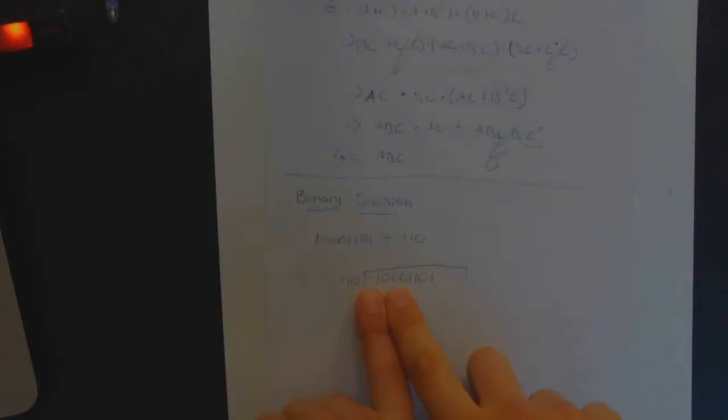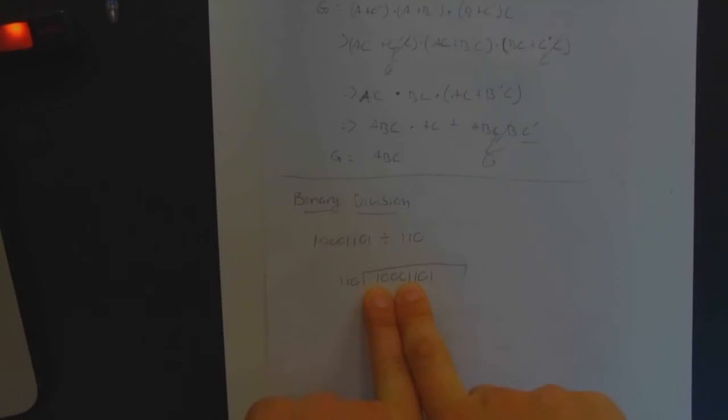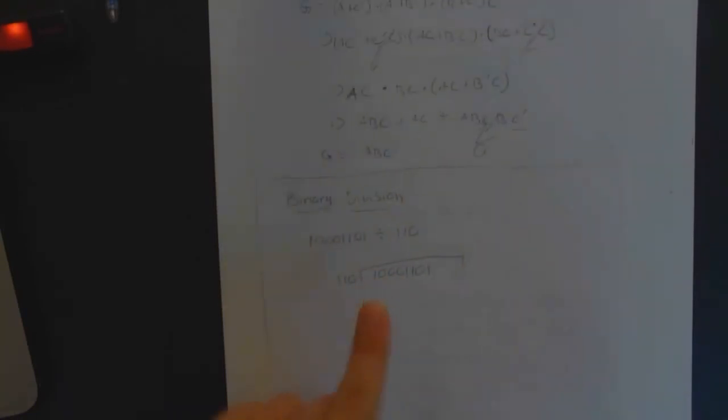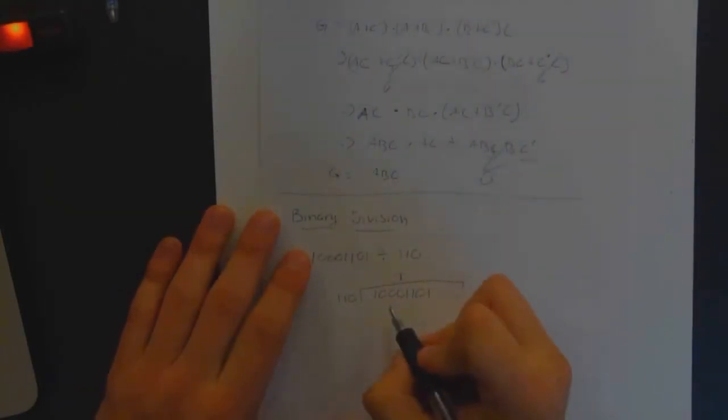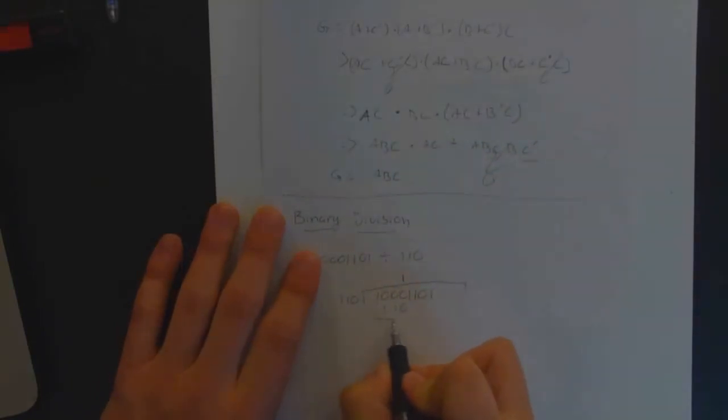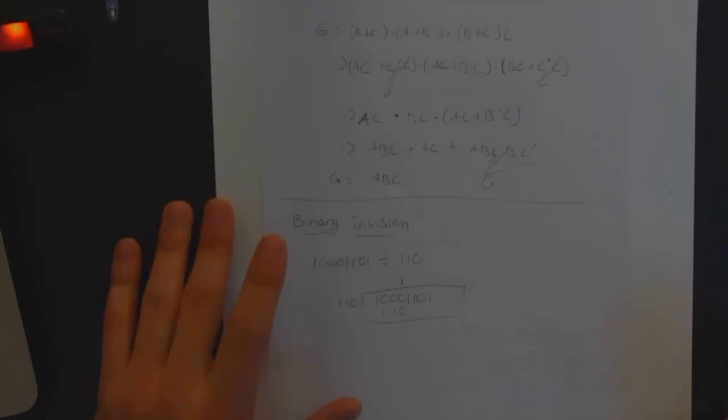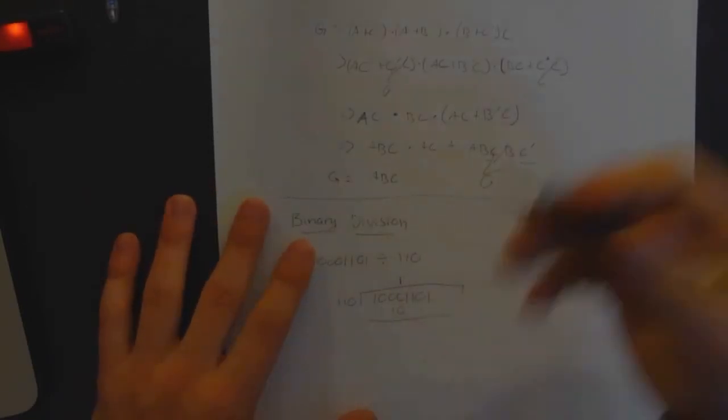110 cannot fit into 1001, right? So you move on to the next one. It can fit into 1000. How many times? I mean, it's binary, so there's only two options, 0 or 1, right? 1. So you put the 1 right above where you're at, and you bring it down. 110. Draw your line, and then it's back to subtraction.